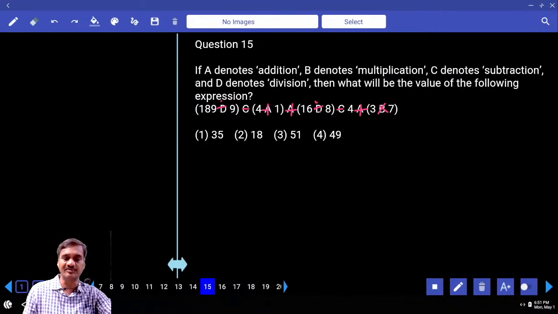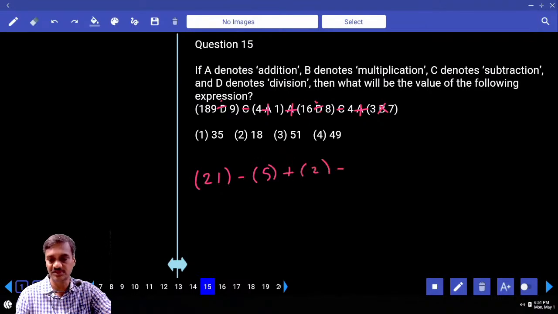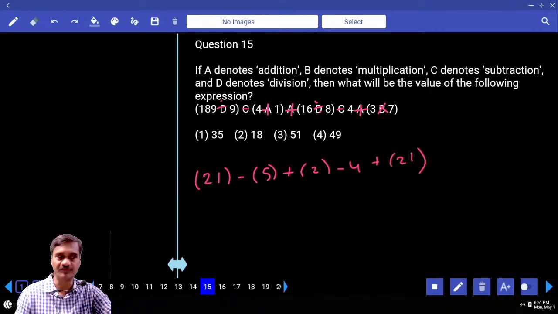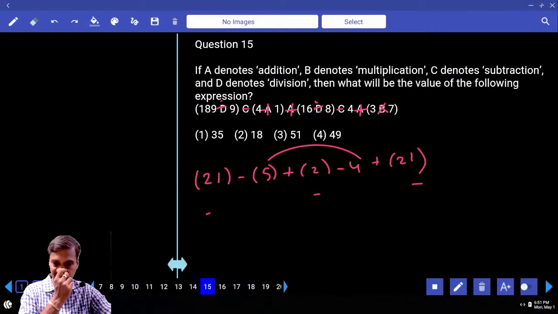And 189 divided by 9 is 21. Minus 4 plus 1 is how much? 5. Plus 16 divided by 8 is 2. Minus 4 plus 3 into 7 is 21. First we need to give priority to the bracket. Then the brackets: 29 plus 2, 23 plus 21. 42 plus 2 is 44. 44 minus 9 is 35, choice 1.